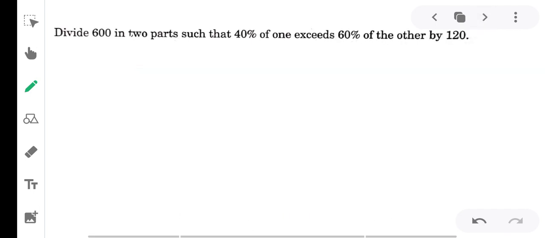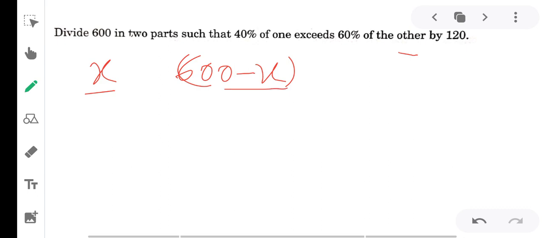Then divide 600 into two parts such that 40% of one exceeds 60% of the other by 120. You have to divide 600 into two parts. So if one part is x, then another will be 600 minus x. Up to this clear? So if we take one part as x, then the other part will be 600 minus x.